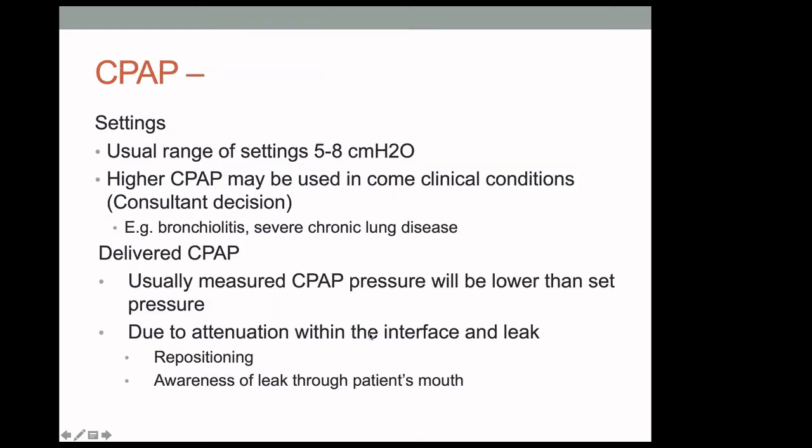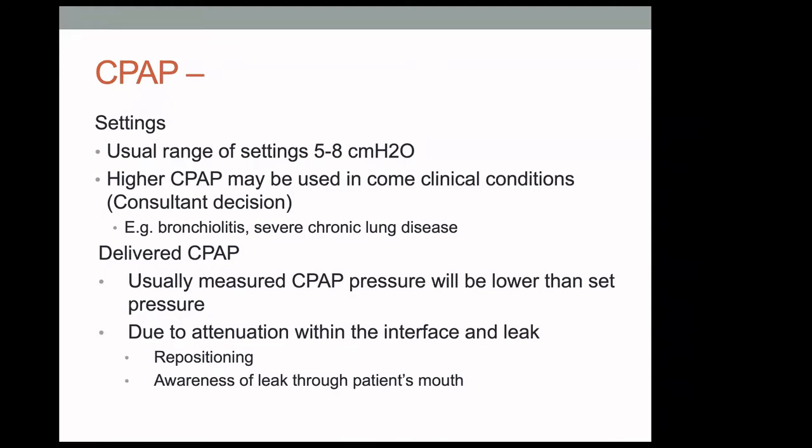So we've got a very useful CPAP guideline on CliniB, and it details how to set the CPAP up and how to wean the pressures of CPAP. But generally you would start with settings of between 5 and 8 on the SOFI ventilator. The actual delivered pressures of the CPAP will be lower than the set pressure.